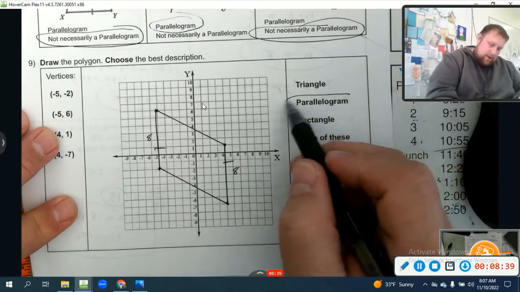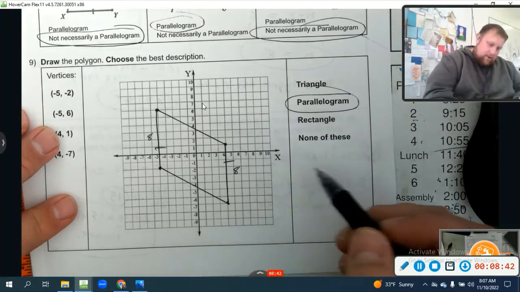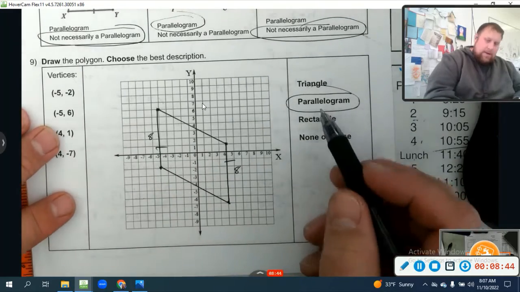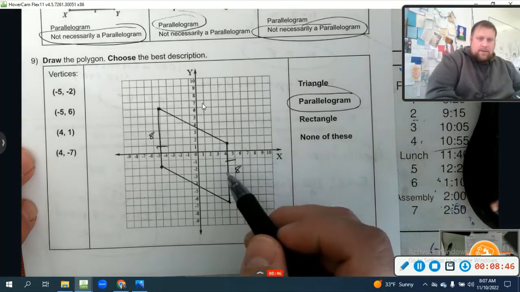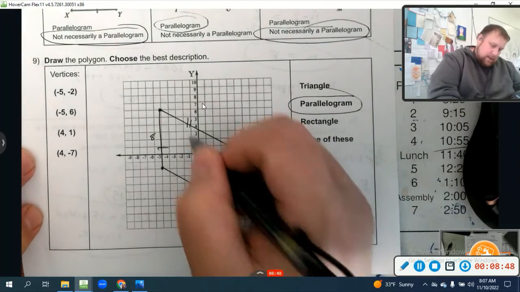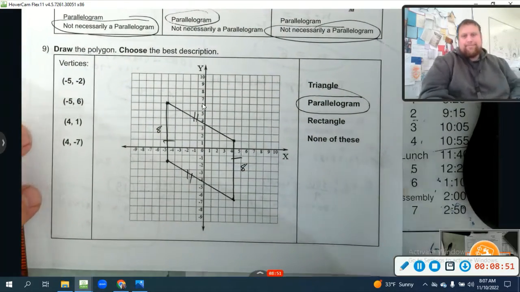It's not a rectangle. These aren't 90 degrees, clearly. It's not a triangle, clearly. But it is a parallelogram because opposite sides are congruent, which forces these opposite sides to have a congruent length as well.